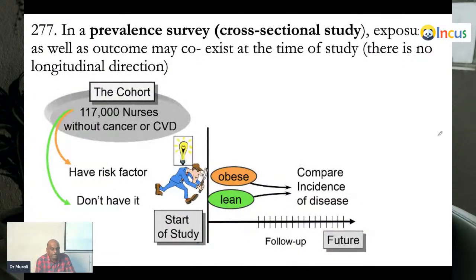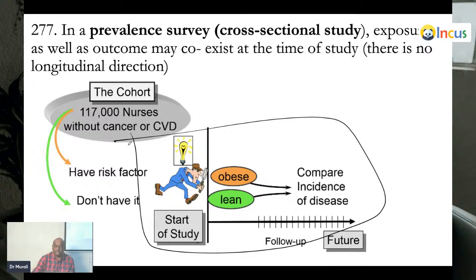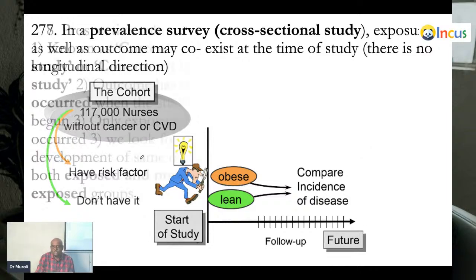Now, what is a prevalence survey? Prevalence survey is also called a cross-sectional study. So in a cross-sectional study, exposure as well as outcome has already happened at the time of the study. But we take one single instance. We don't take multiple instances, unlike in a longitudinal study, whenever you are doing a cross-sectional study.